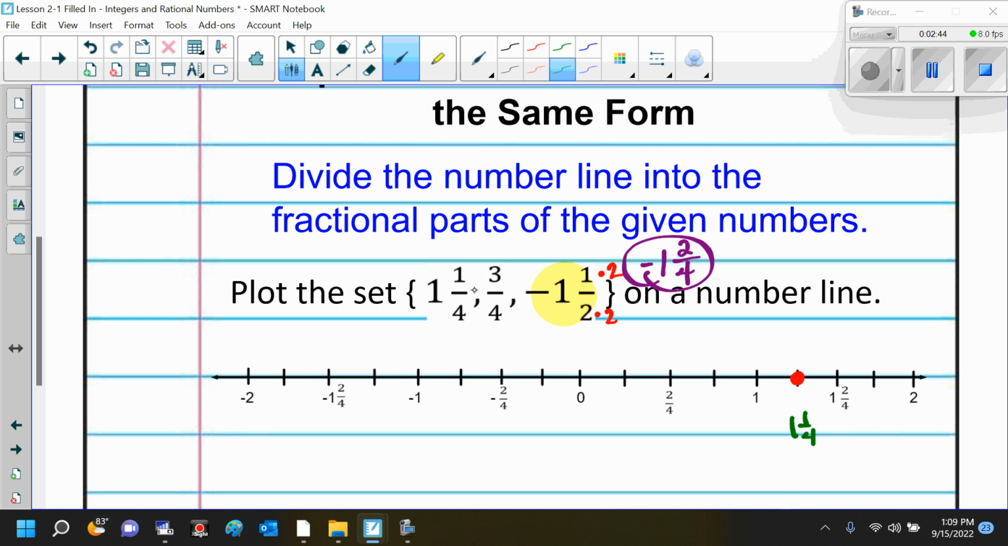Then we have 3/4. 3/4, of course, is between 0 and 1. So this is 1/4, 2/4, which is 1/2, and then 3/4 right there. So this is 3/4. And now we're going to graph the -1 2/4. So -1 2/4 goes to the negatives. Here's the -1, and we have to go to the left to get to the 2/4. So it's -1, -1 1/4, -1 2/4. And there is our graph.